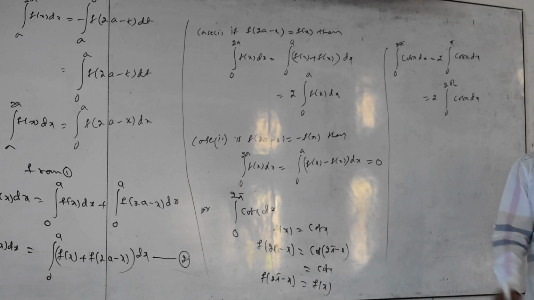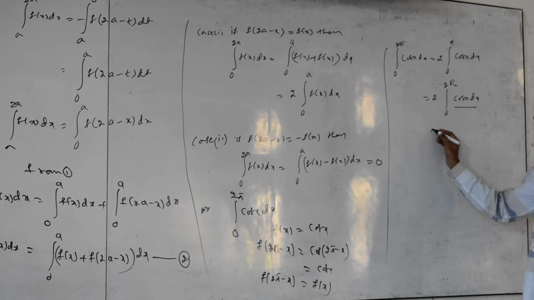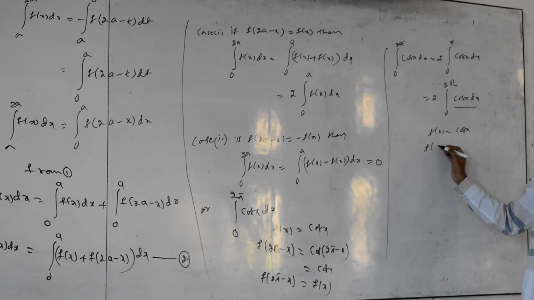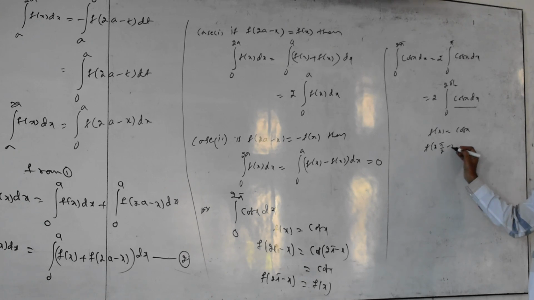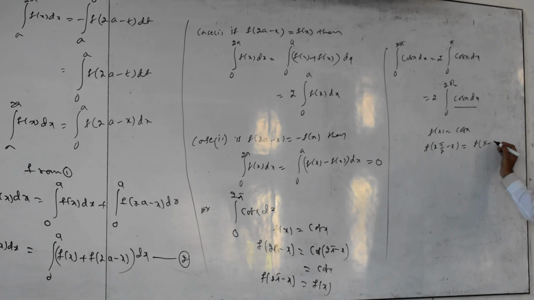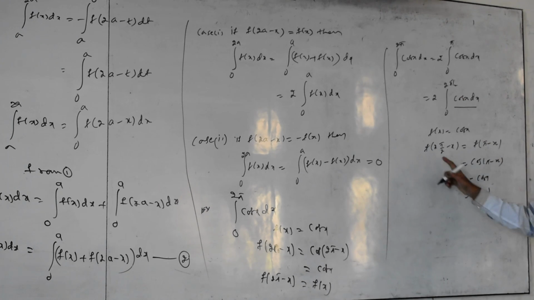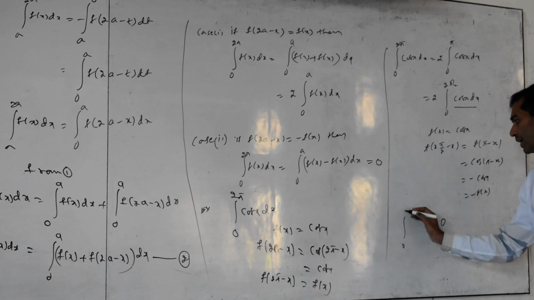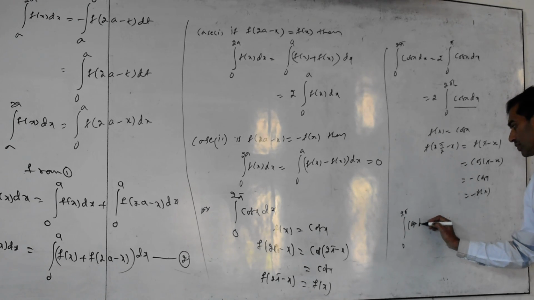Again, this is the form of 0 to 2a. So let this be f of x. Again use the 0 to 2a property. Tell me f of 2a minus x: 2 into pi by 2 minus x, which is f of pi minus x. Cos of pi minus x is minus cos x, which is equal to minus f of x. So by the second property, if f of 2a minus x equals minus f of x, by case 2 the value becomes 0. So the integral from 0 to 2 pi of cos x dx equals 0.